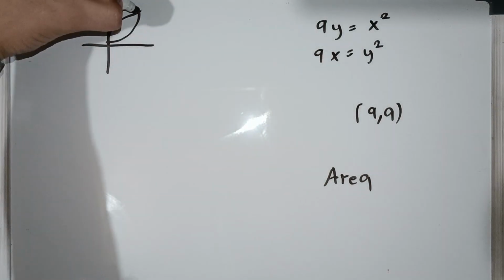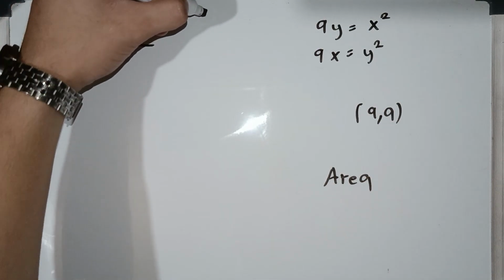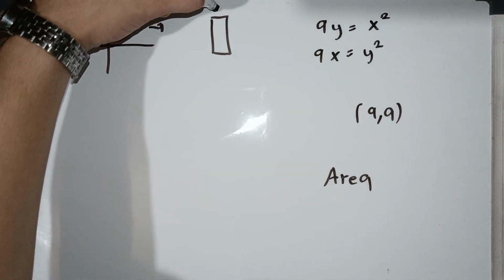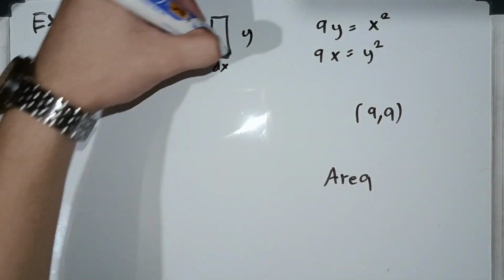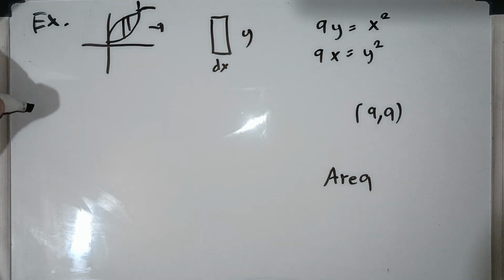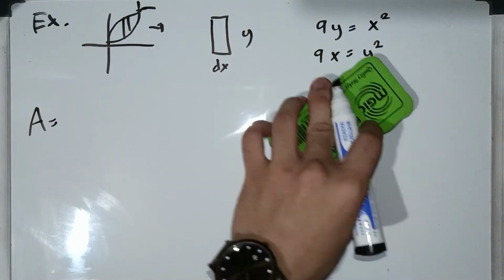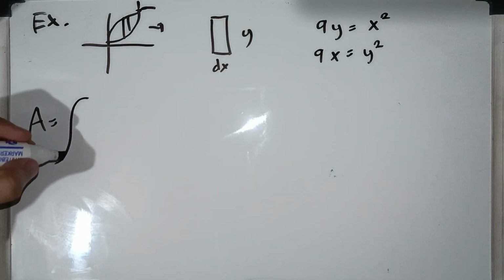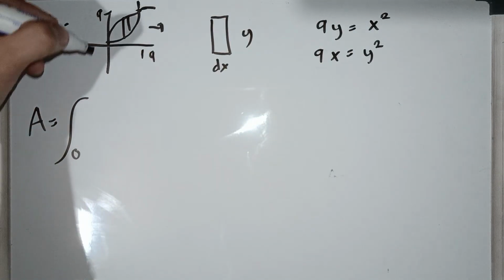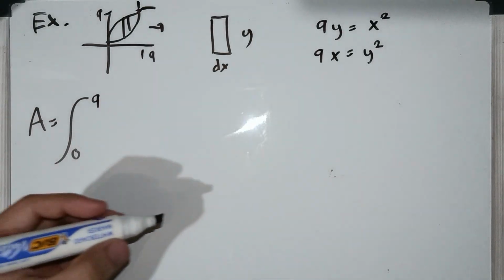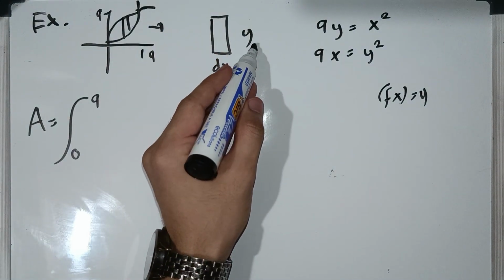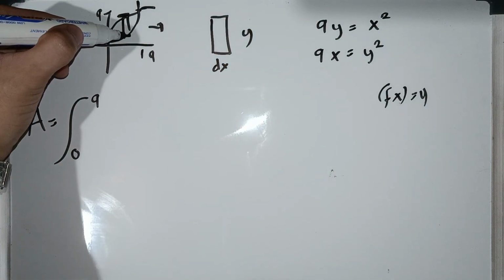Here we have to get a strip that looks like this with dimensions dx and y. Now we can use this to solve for our problem. The area is equal to the integral from a to b. Since we have the values of our x and y here, that is 0 to 9, and we have our f of x, which is y, which is the difference between the y high and the y low.